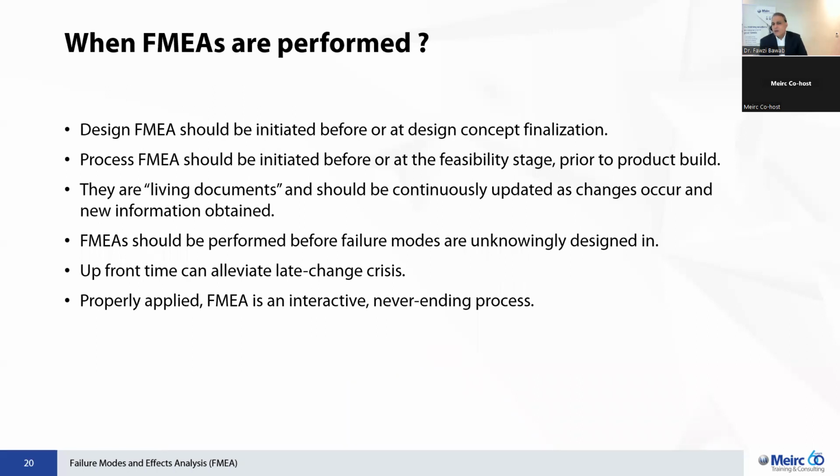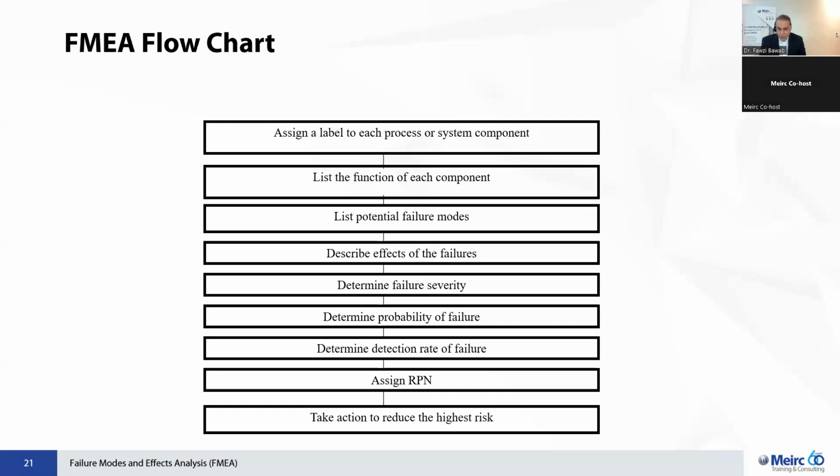As we said, design FMEAs usually would be initiated before or at the design concept, and process FMEAs should be initiated before or at the feasibility stage prior to product build. Now, we need to keep these documents updated all the time, i.e., they become living documents and they would be continuously updated. And we expect there should be some kind of a periodic review for these documents, because we learn from our mistakes, we learn from other organizations or similar organizations, and we need sometimes to update them to ensure that we can avoid the mistakes. So we're learning from the others while we're learning from our own performance. This is how it happens.